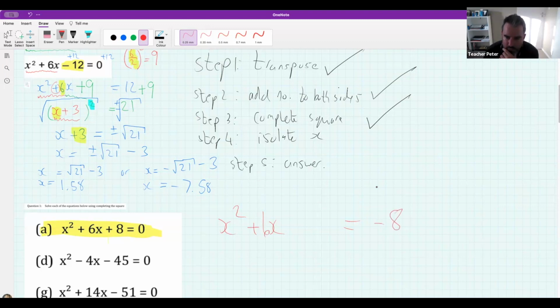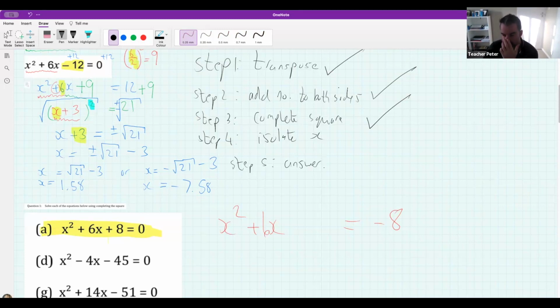So for me, that would be my first step. What is the number that I need to add to both sides? Pop that number in the chat. What number do I need to add to both sides? What do you think? Gemma, what number would you add to both sides? And Muhuluseni, what do you think? Can you remember the process?